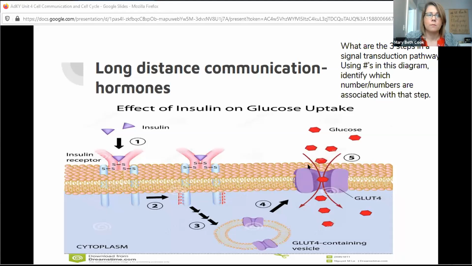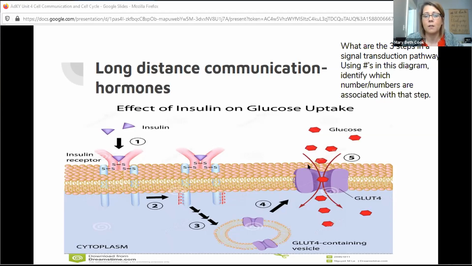All right, good. It looks like we're all in agreement again. Reception, transduction, response. Maybe you haven't seen this picture, or even if you have, can you put these numbers to the correct step of the pathway? Anytime you're given a picture of a cell signaling pathway, I would encourage you, before looking at the question, to identify reception, identify transduction, and identify the response.